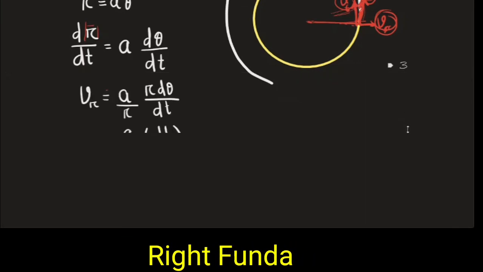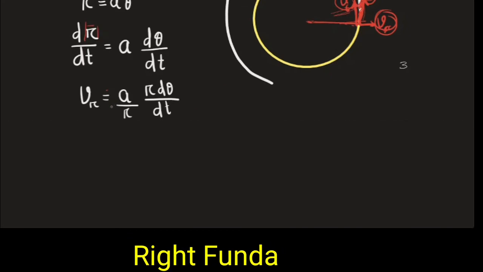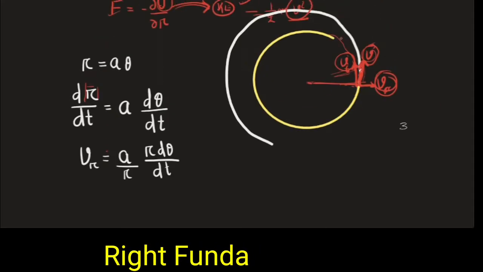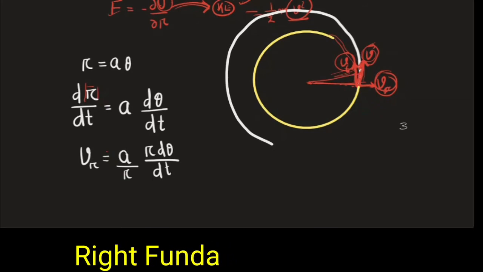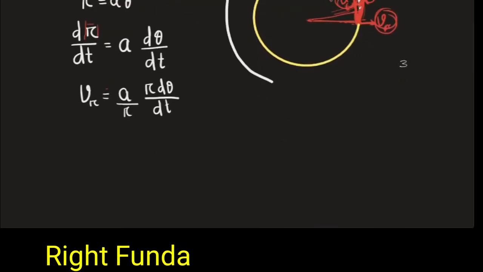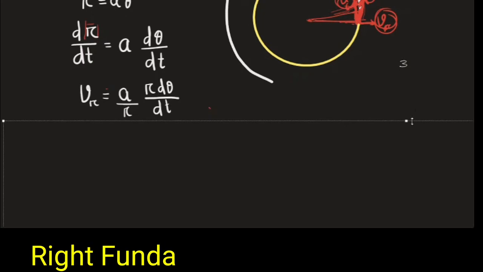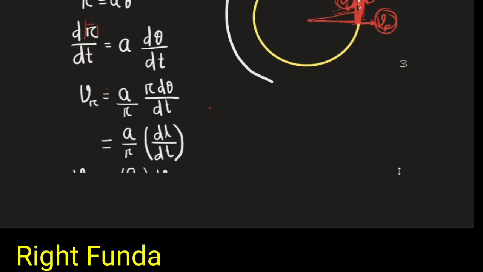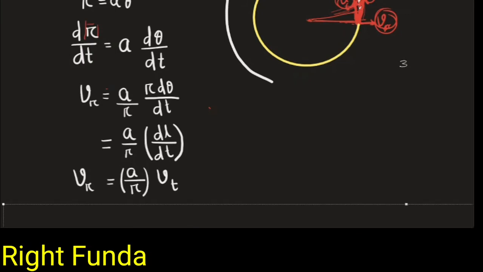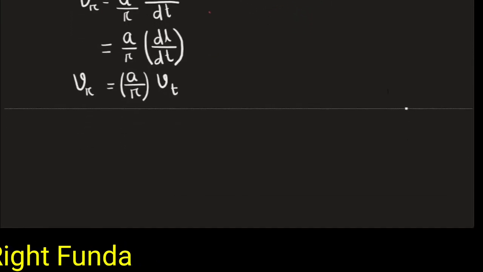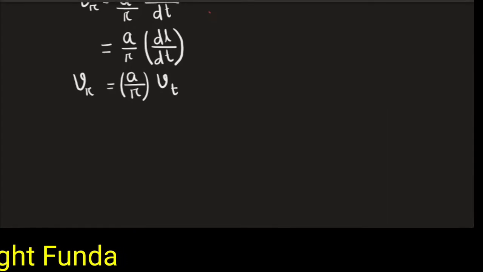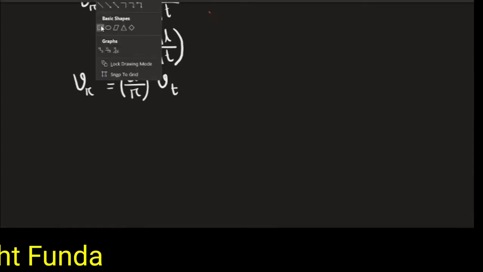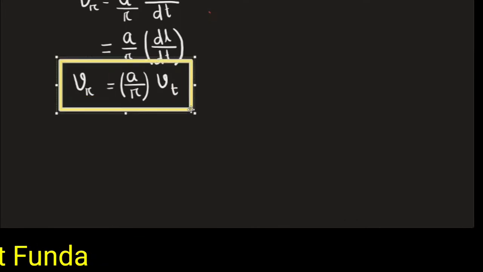So on the right hand side, I multiply by r and divide by r. What is this r d theta? If I see this in the circle, r d theta is nothing but dl. R d theta is equal to dl, and dl by dt is nothing but the tangential component of velocity. So I substitute this, and what I get is dl by dt, which is nothing but the tangential component of the velocity. So I got a relation between the radial component of velocity and the tangential component of velocity. I got these two relations.